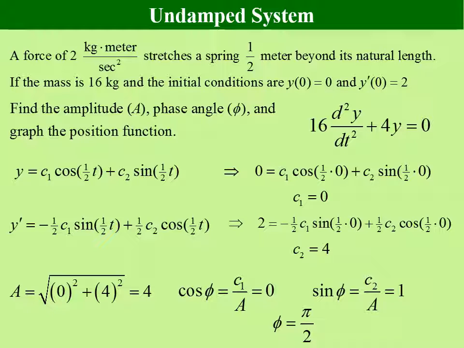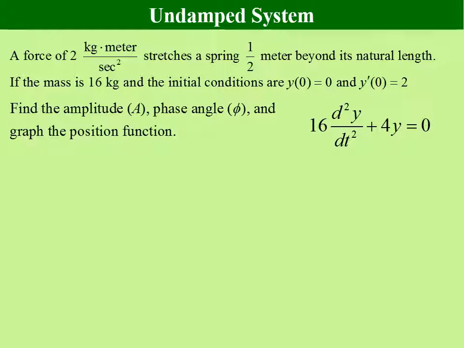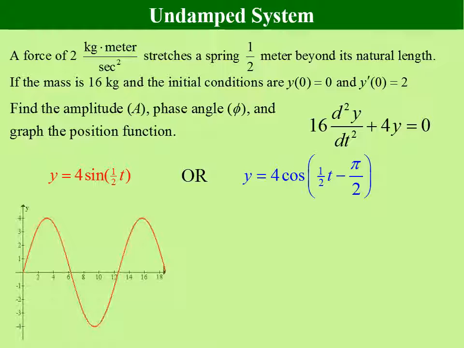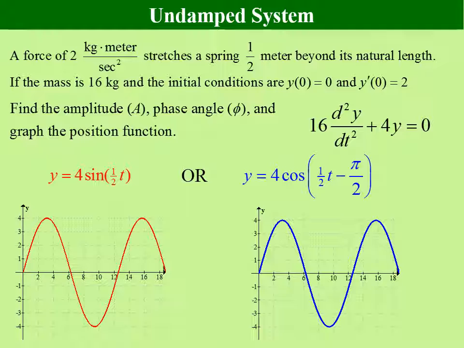So we would come out with the two equations: 4 sine 1/2 t, or 4 cosine 1/2 t minus pi over 2. The graph of each of these obviously would be identical.